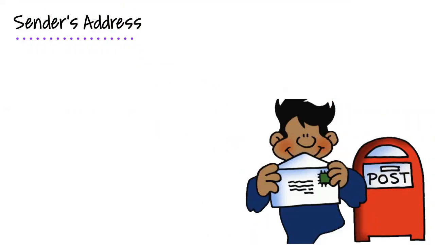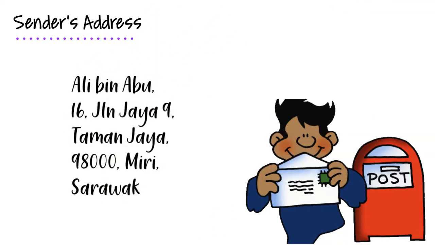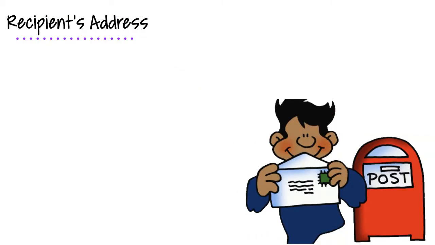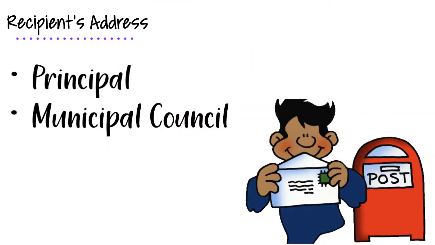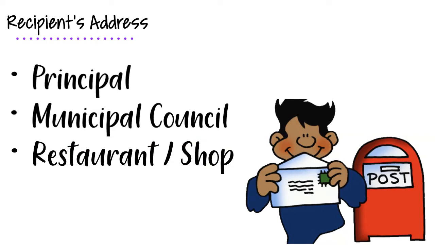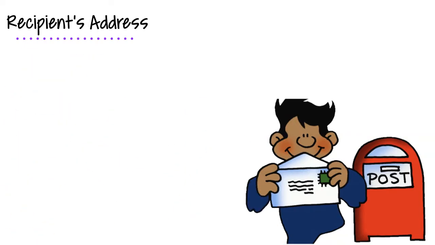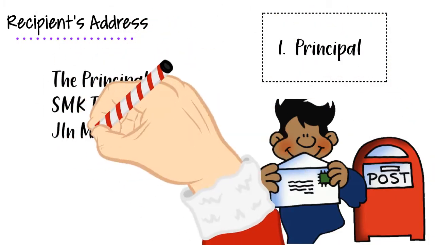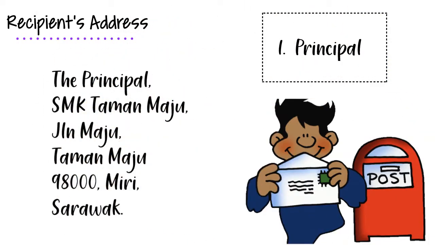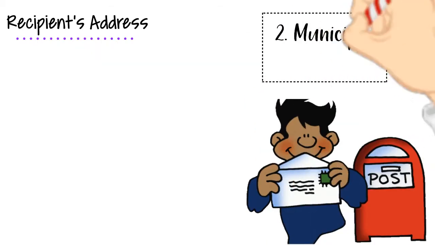Let's look at the sender's address first. Here is the example of the sender's address. Now, let's look at the recipients' addresses. When we write a formal letter, there will be several people we will be writing to. For example, the principal, or the municipal council, or maybe you'll be writing to a restaurant or a shop, or a hospital. Now, let us look at the examples of recipients' addresses.